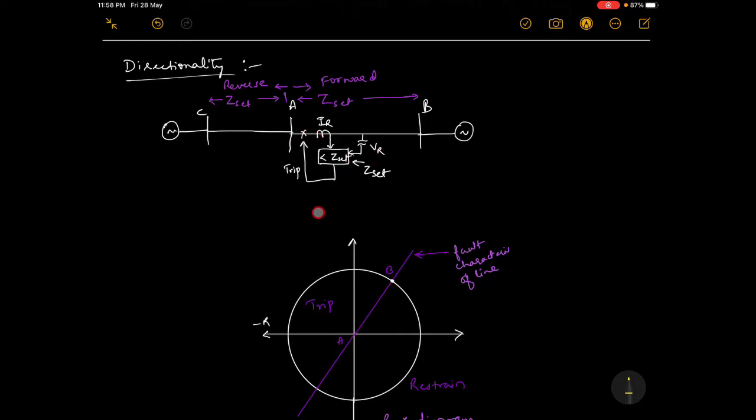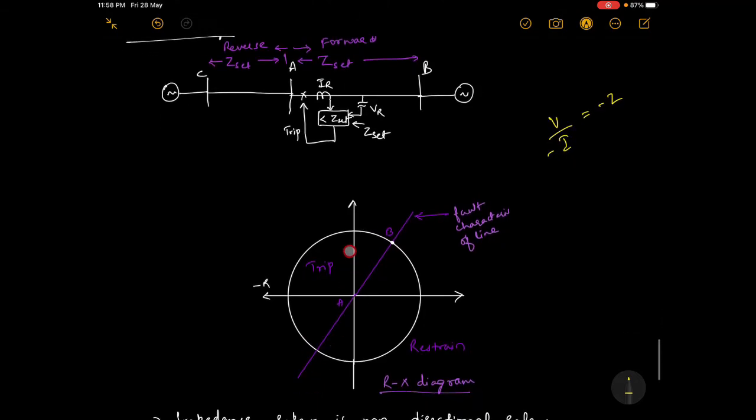Now it may so happen that for opposite current, if negative current, V by I is negative, it means Z is also negative. So Z can go in the negative direction also. So this is X, this is minus X, and minus R is minus Z. So it will reach this area also. You can see here it is operating in all the 4 quadrants. So for this transmission line, it is operating for forward faults and reverse faults also.